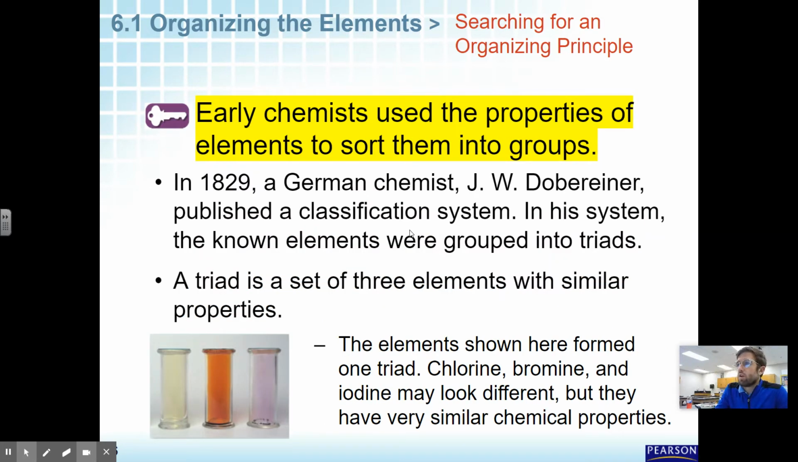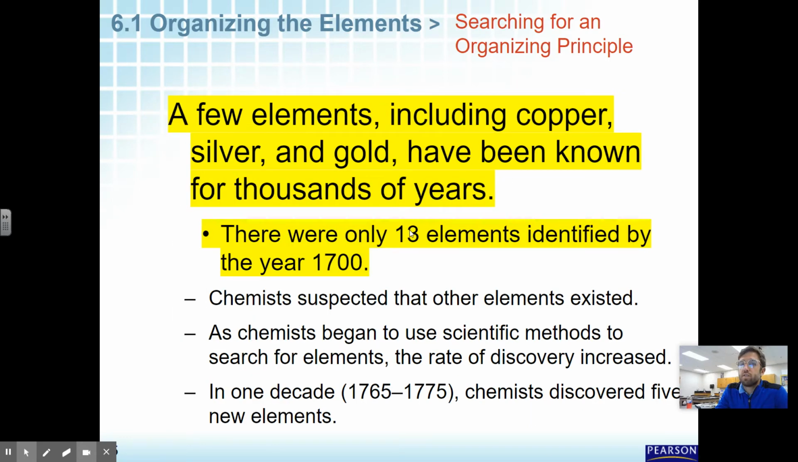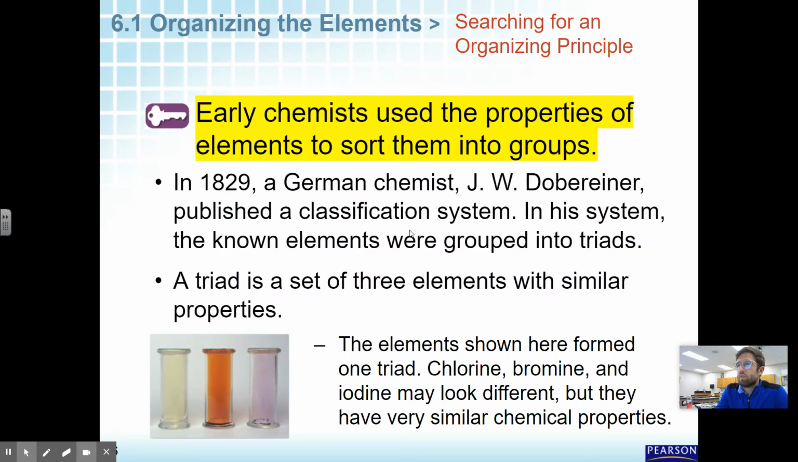And if it's in yellow, that means that you need to put it in notes, as you probably know that. So early chemists used the properties of elements to sort them into groups. So we need to know what is similar for these elements that are sorted into groups.